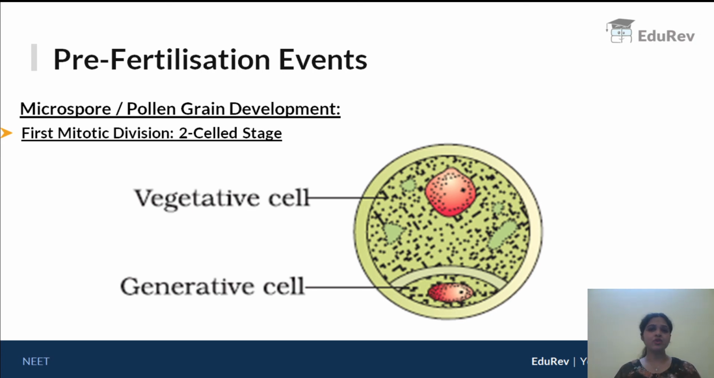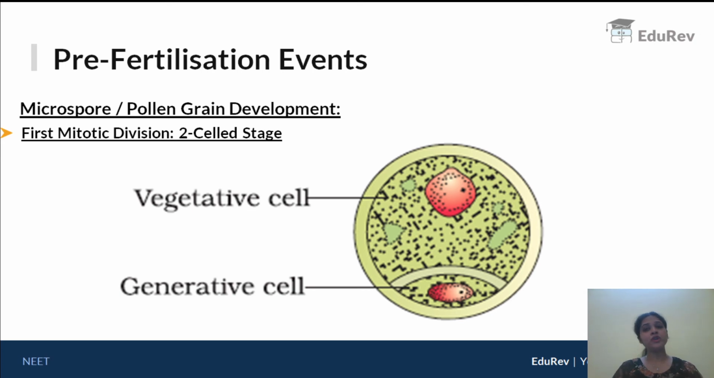Now though we seem to draw the vegetative cell on top and the generative cell below, you need to understand that the generative cell is actually floating in the cytoplasm of the vegetative cell. It is not separated, it is floating in the cytoplasm of the vegetative cell. Okay. Now, definitely speaking, this is a two-celled stage. Okay, the pollen grain seems to be in a two-cell stage.